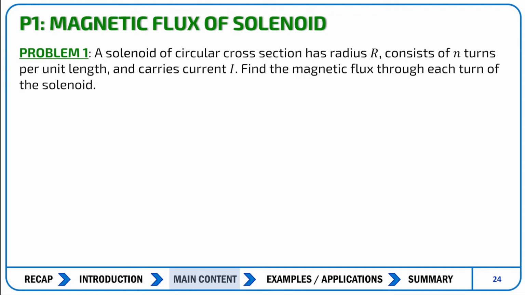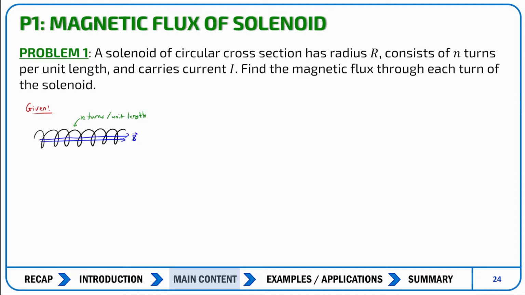In our first problem, we're going to take a look at the magnetic flux of a solenoid. A solenoid of circular cross-section has a radius of r, consists of n turns per unit length, and carries a current of I. Find the magnetic flux through each turn of the solenoid. So we'll list out what we're given. We know we have a solenoid. We know there's going to be a magnetic field within that solenoid. We know that there's going to be n turns per unit length. And we see that B is going to be perpendicular to the cross-sectional area.